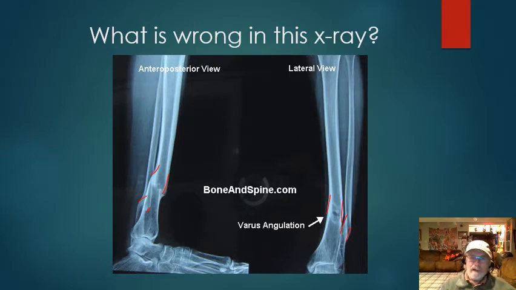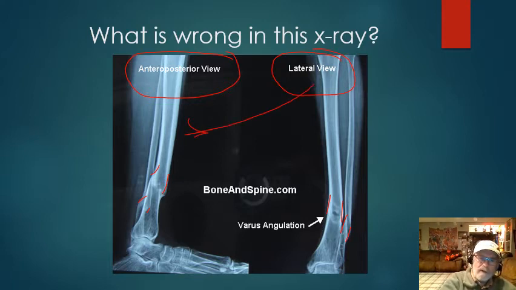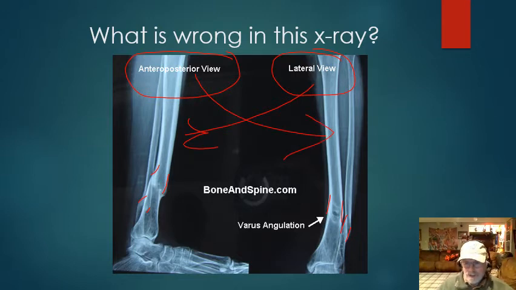Easy. Let me give you a hint. What's wrong? That's the lateral view. That's the anterior posterior view. In a journal that was printed, nobody picked up that they had him labeled wrong. This is an anterior posterior view. Again, we're looking from front to back, and this is from the side, which is a lateral view.